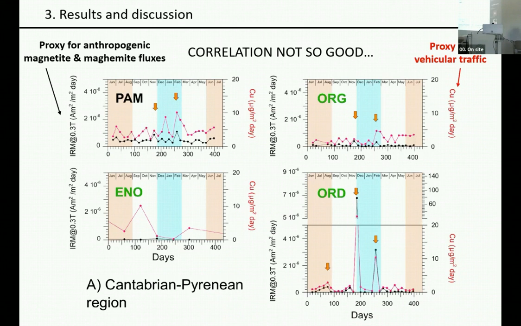In any case, the correlation between these two properties is not that good, probably because there is an addition of aeolian magnetite, and also maybe some pollution from North Africa.